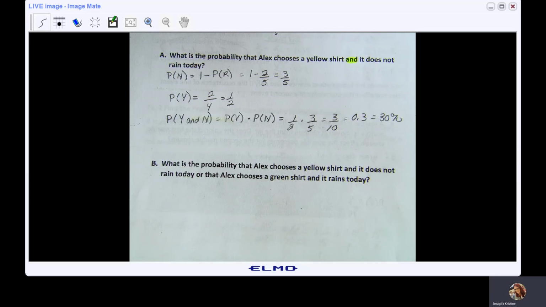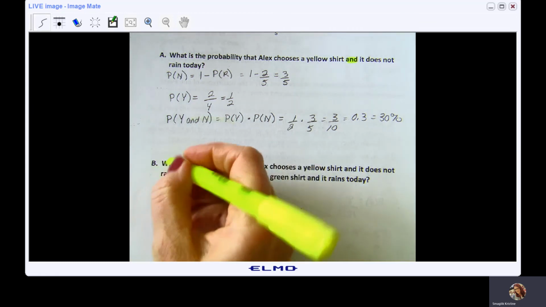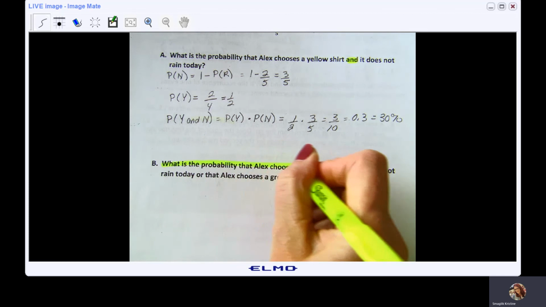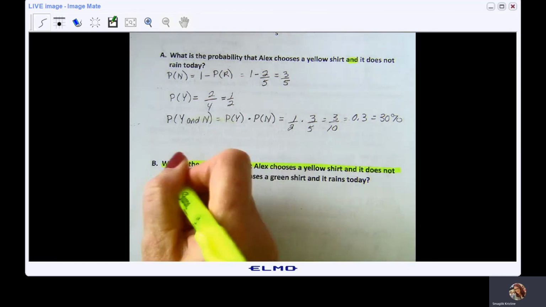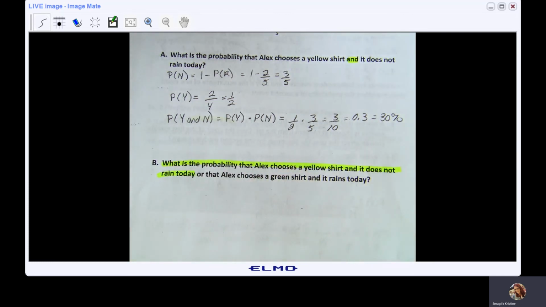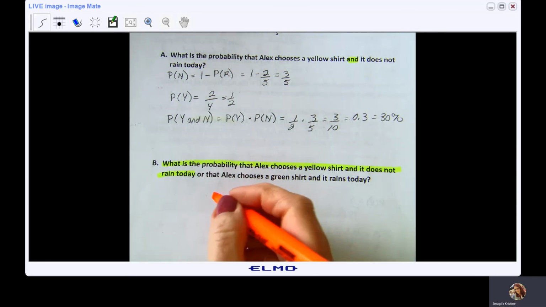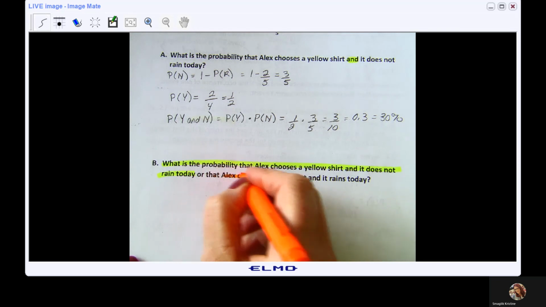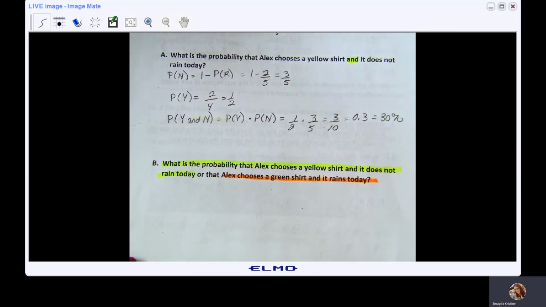What is the probability that Alex chooses a yellow shirt and it does not rain today, or that Alex chooses a green shirt and it rains today? Wowza, this is a big one. Okay, so we have a lot going on here. So we have the probability that she chooses a yellow shirt and it does not rain today. That is what we just calculated. And then we have this other one: Alex chooses a green shirt and it does rain today.